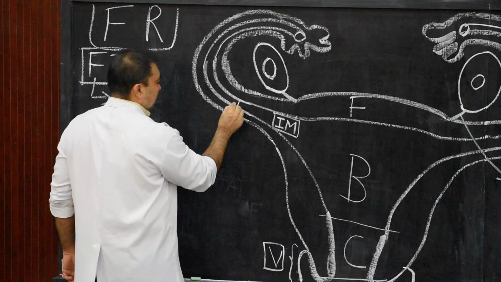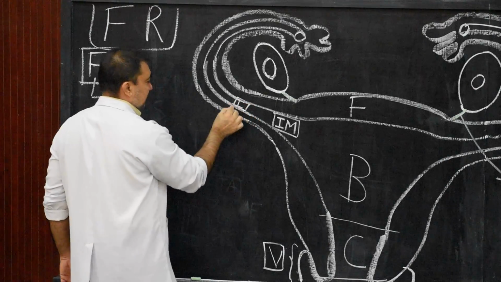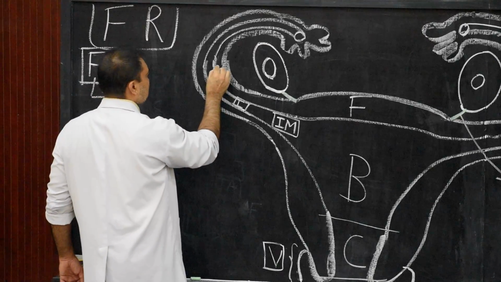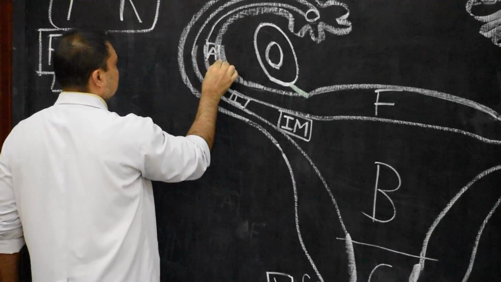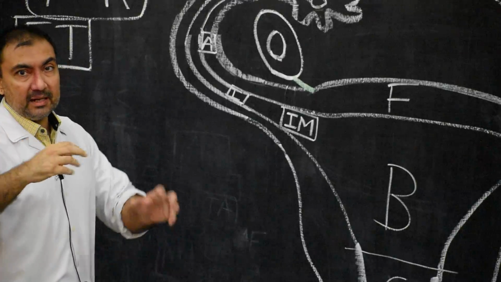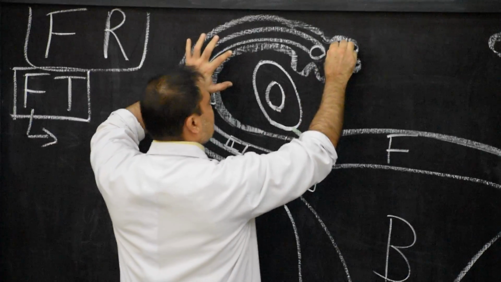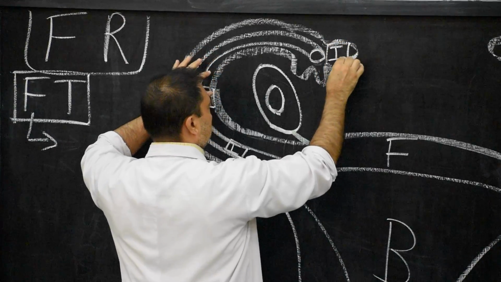Then comes the isthmus, the narrow part. So this is the isthmus, the narrow part of the fallopian tube. Then comes the ampullary portion. Now this ampullary portion is the major portion, the dilated segment of the fallopian tube. And then comes the infundibular process.